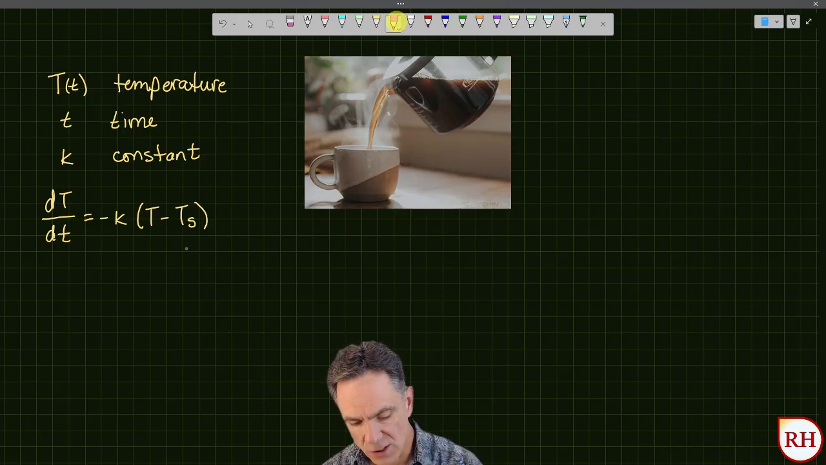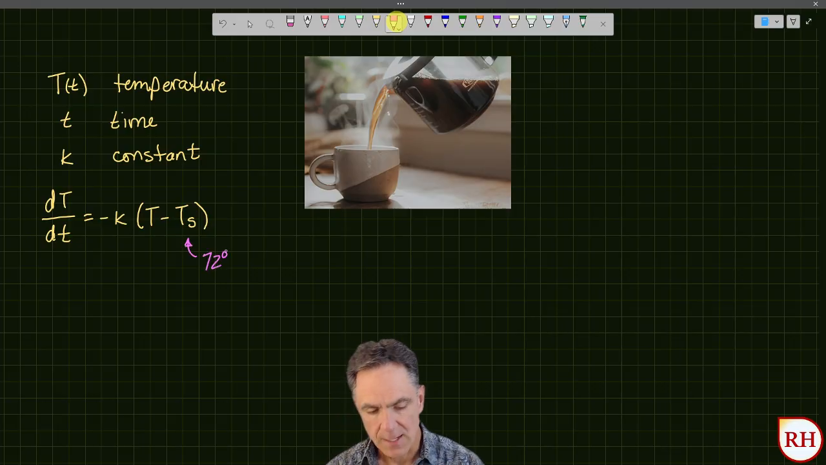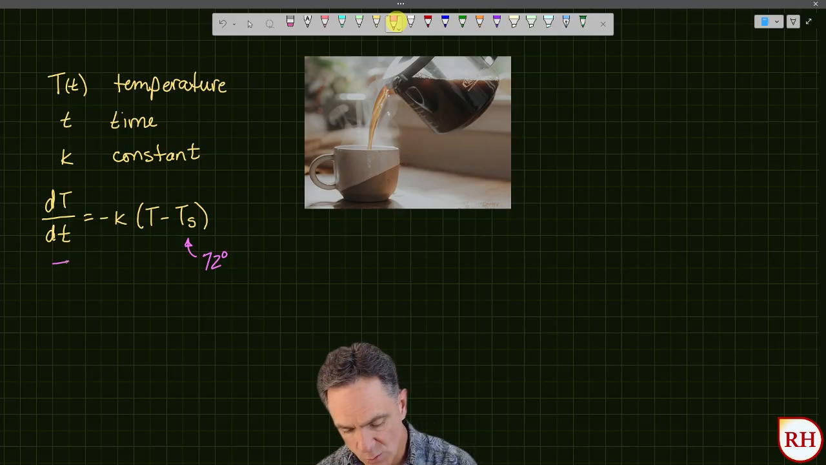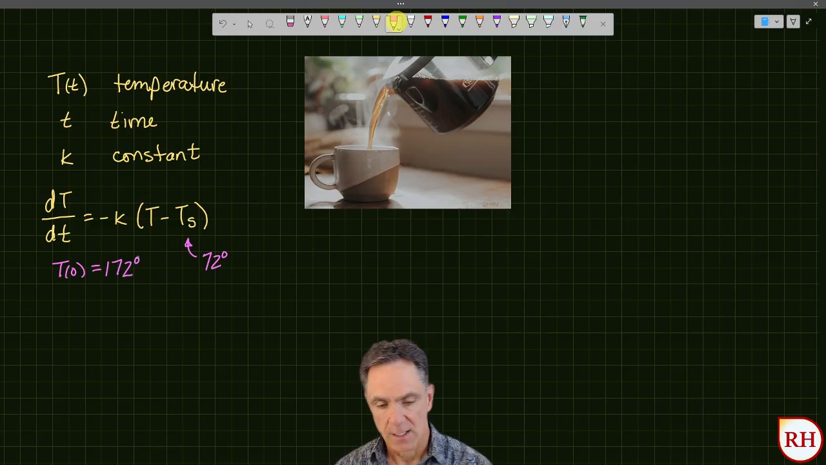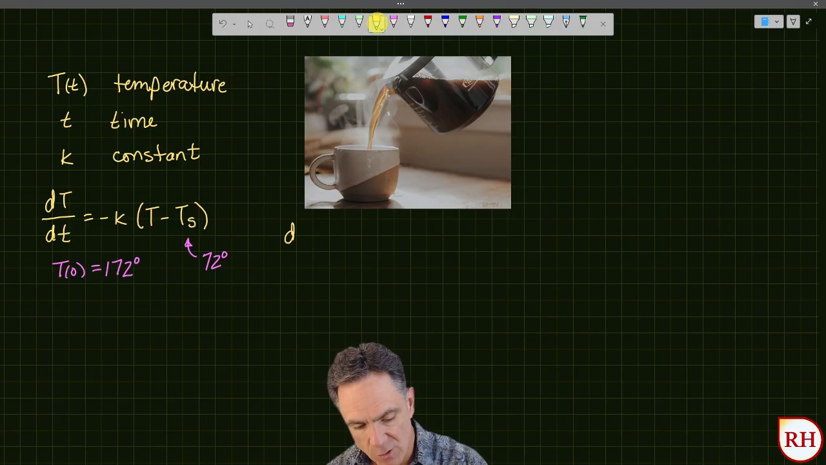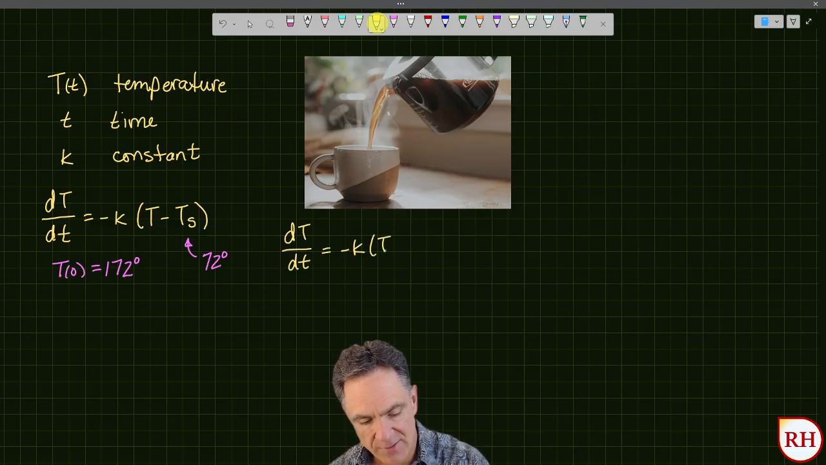And what we're going to do is we're going to start with the surrounding temperature is 72 degrees. That's an important piece of information. And we actually have one more piece of information, which is that the initial temperature of the coffee is 172 degrees. And of course, we're talking degrees Fahrenheit. Let's rewrite it. We have the rate of change of temperature with respect to time is equal to negative k, and then we have a T minus 72.